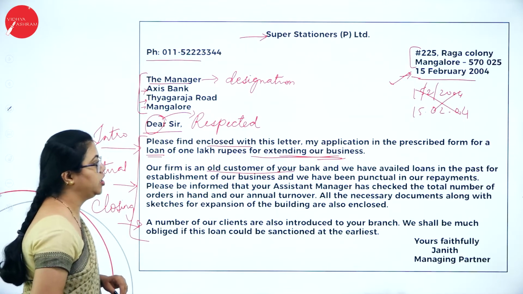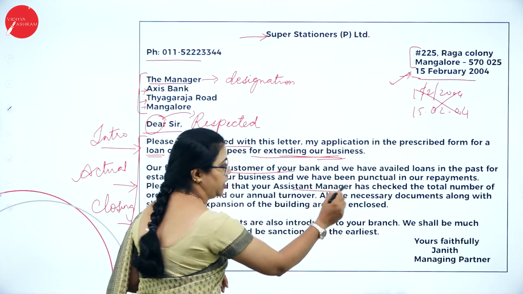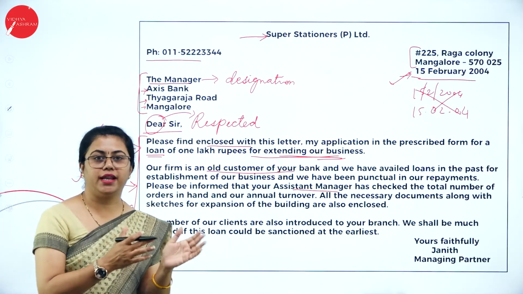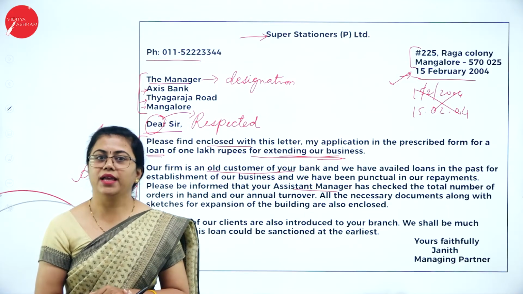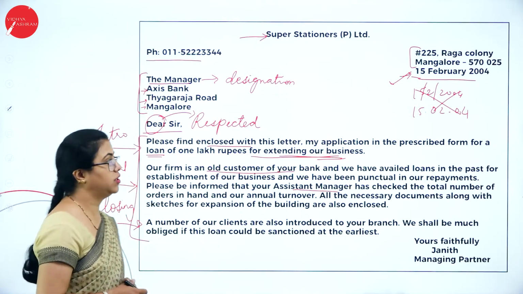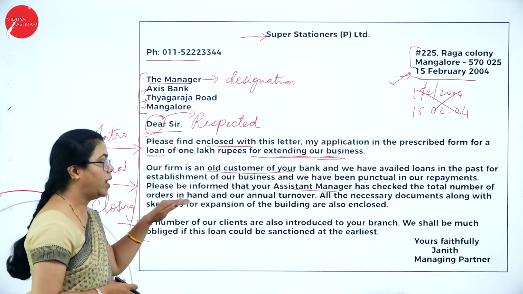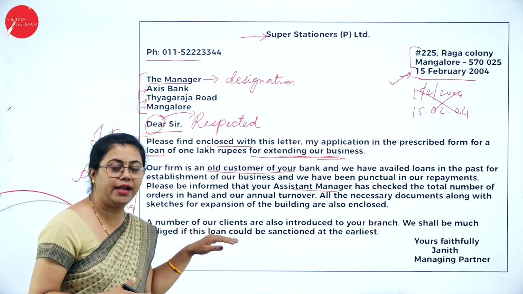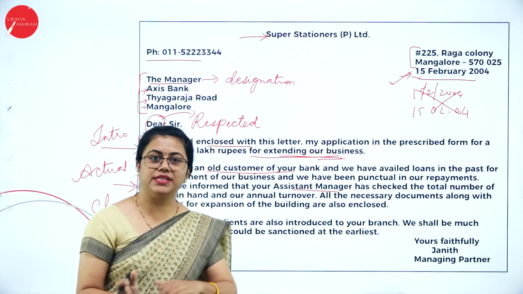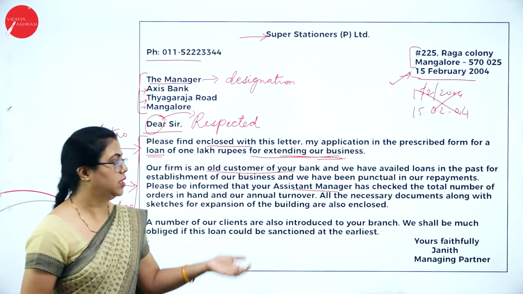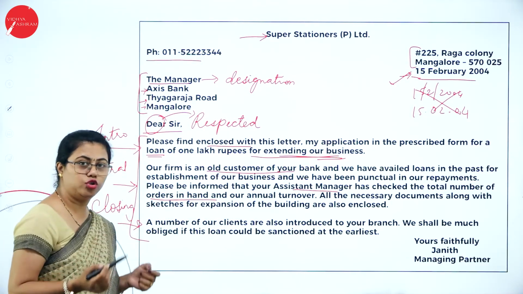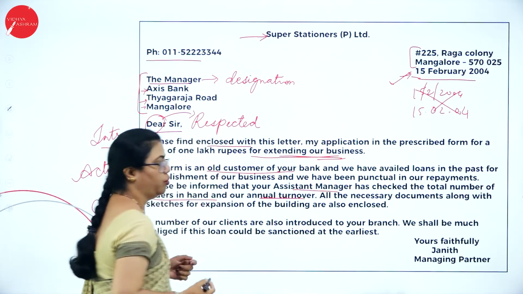Please be informed that your assistant manager has checked the total number of orders in hand. That means in order to extend the business, they are requesting the loan. But at the same time, the bank will be worried whether they'll be paying back the amount or not. So it is very necessary for the businessman to provide details about the orders in hand so that they will be assured that they are going to do the business and pay back the loan amount. So the assistant manager has already checked the orders in hand and also what is their annual turnover.